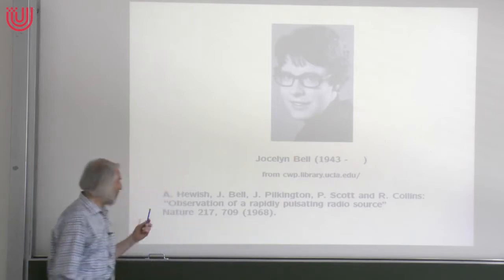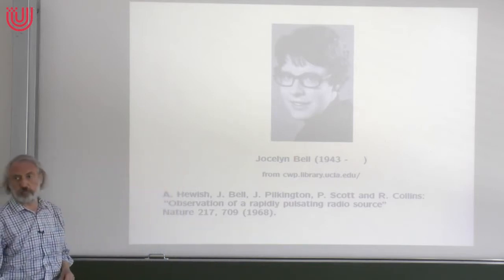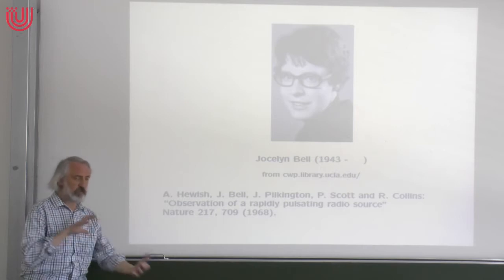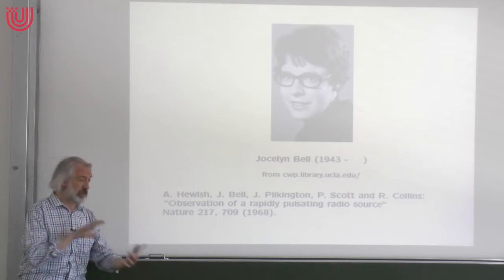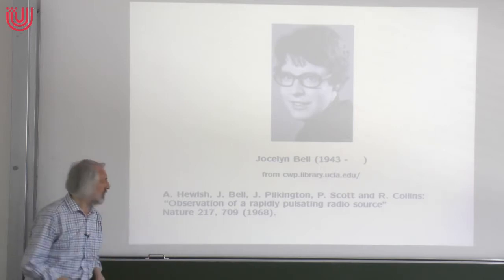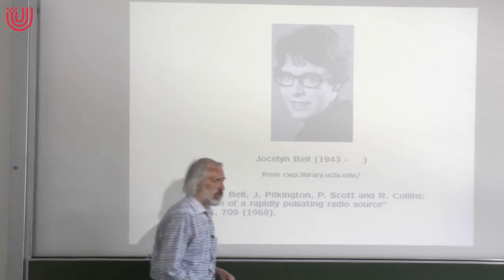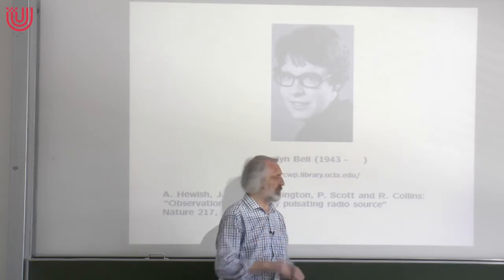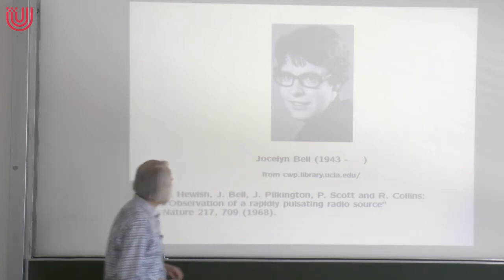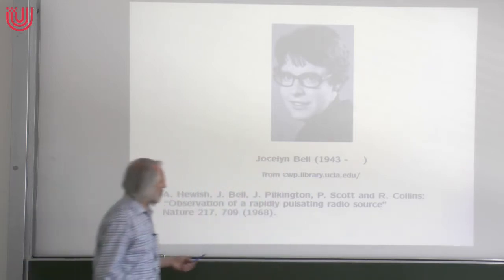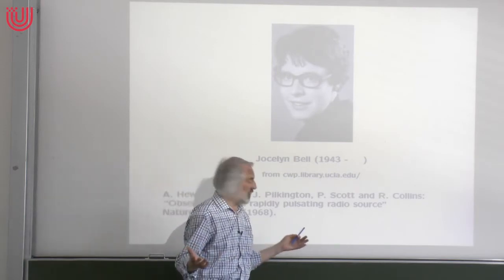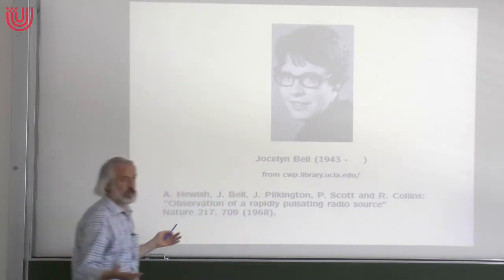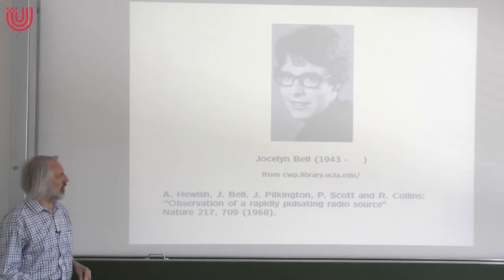And the first candidate they investigated was a white dwarf. So they thought it could be a white dwarf which is very rapidly, with a period of 1.33 seconds, oscillating. But then they found the thing wouldn't survive this. It couldn't oscillate at such a rapid frequency. And then, of course, immediately, a big discussion started. What could this be? I said already, this was a big moment in astronomy and astrophysics.